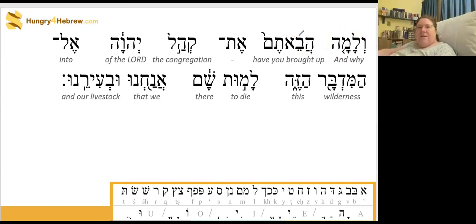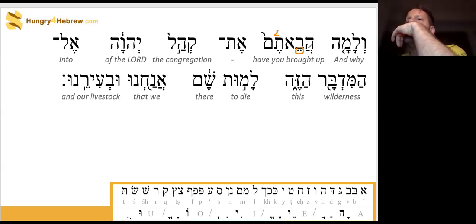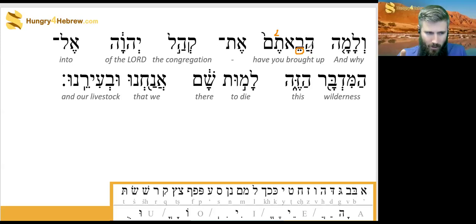Also, let's see. Havetem, with its stress over here, will cause what should have been a kamatz in an open syllable to drop to a reduced vowel. So it does look like an interrogative particle. I totally agree. Nevertheless, it's a hey, hefeel. And so the tsere is the IE vowel of hefeel, and that overpowers the missing vav.